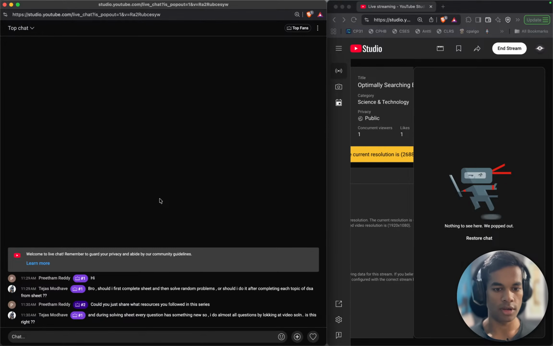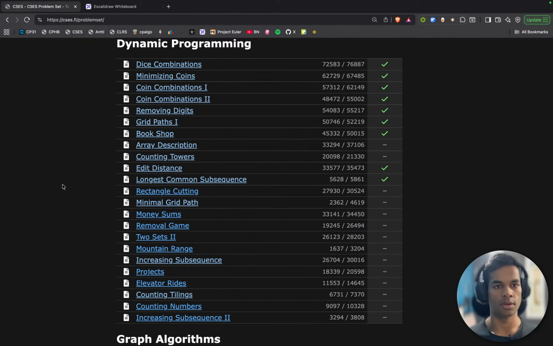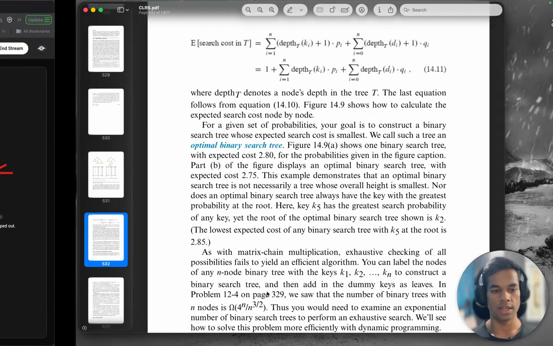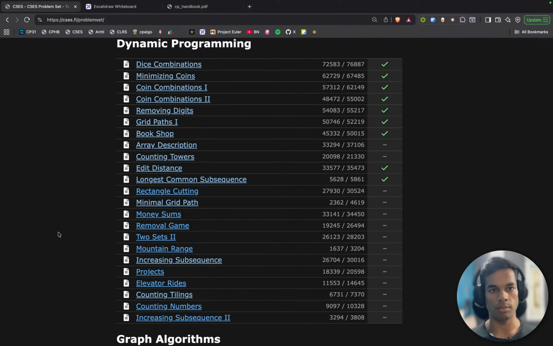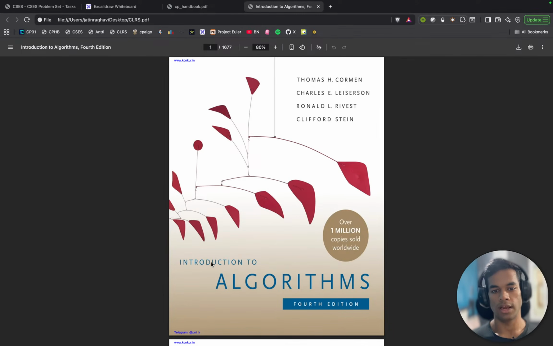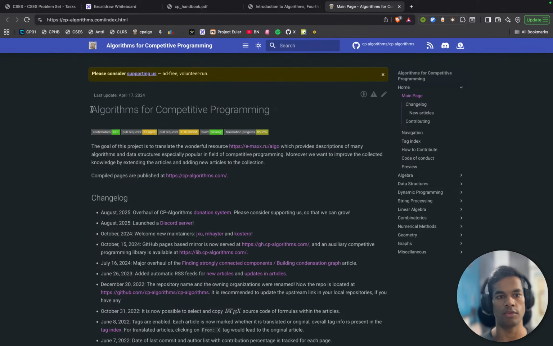Could you just share what resources you follow in this series? Okay, so things have been divided into two parts mainly. There is the theory part for which I am using books. This is one of the books, Competitive Programmer's Handbook. Then there is this book, Introduction to Algorithms. And then there is a website, which is this one, Algorithms for Competitive Programming.